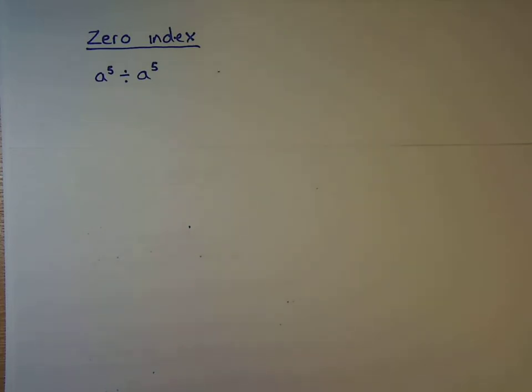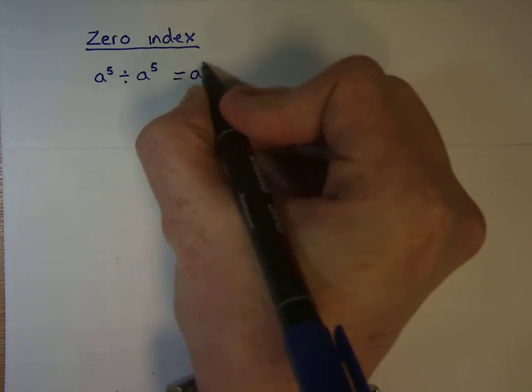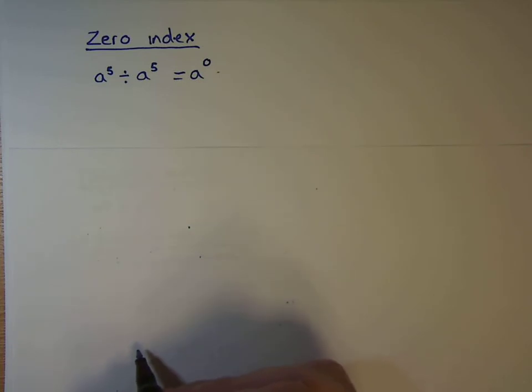So in this example I've got a to the 5 divided by a to the 5. We know from our laws of indices that if we're dividing we subtract the powers. So this would be equal to a to the power of 5 minus 5, which is 0. We also know that if you divide anything by itself, you end up with 1.